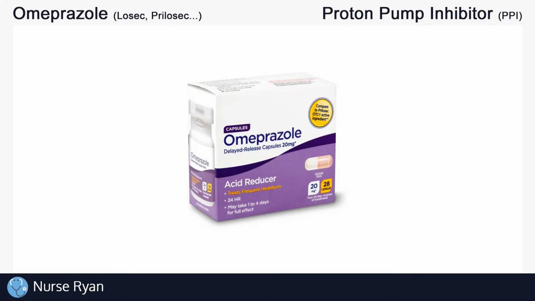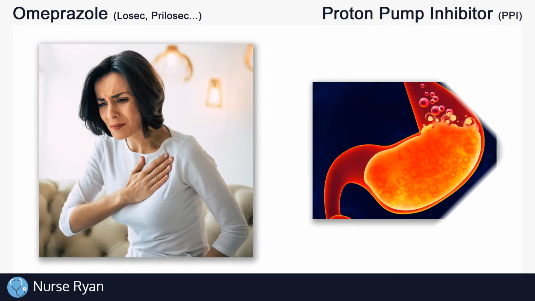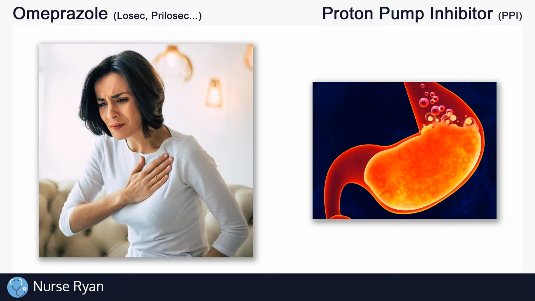Omeprazole is often used in the management of stomach acid-related problems, like heartburn and stomach ulceration, and we'll get into more details about its other uses later on. Omeprazole belongs to the Proton Pump Inhibitor drug classification, or PPIs for short.